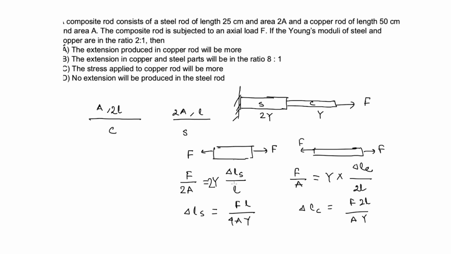So you can see that the extension of copper is more. The extension of copper and steel are in the ratio of 2 by 1 by 4. Yes, it is 8 is to 1. It is also a correct option. Stress applied to the copper rod will be more. Stress is F by A. Copper stress is F by A. Steel stress is F by 2A. So yes, the stress in copper is more. No extension will be produced in the steel rod. No, that is wrong, because there will be some extension in the steel rod. So ABC will be your correct options.